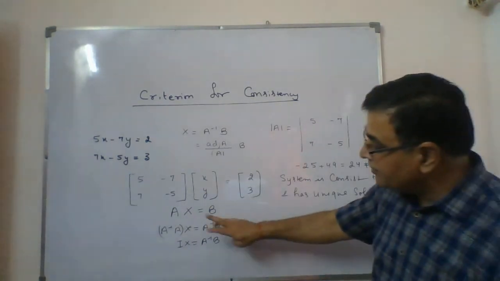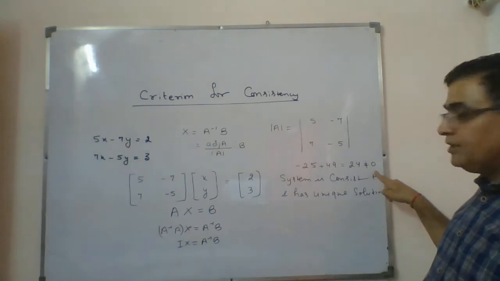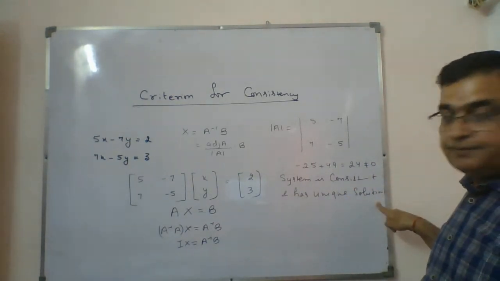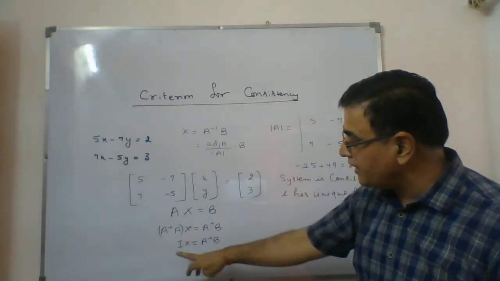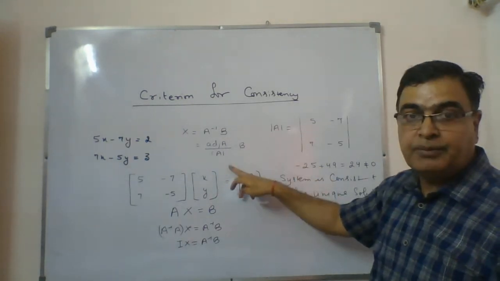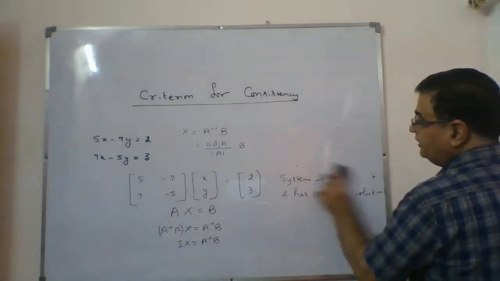So keep in mind, first thing, determinant A we calculate. If that is not coming 0, we will say the system is consistent and has a unique solution. And that unique solution we are now calculating by taking A inverse on both sides. Then X is A inverse B, and then it will be adjoint A by determinant A into B. Now my aim is to calculate adjoint A.